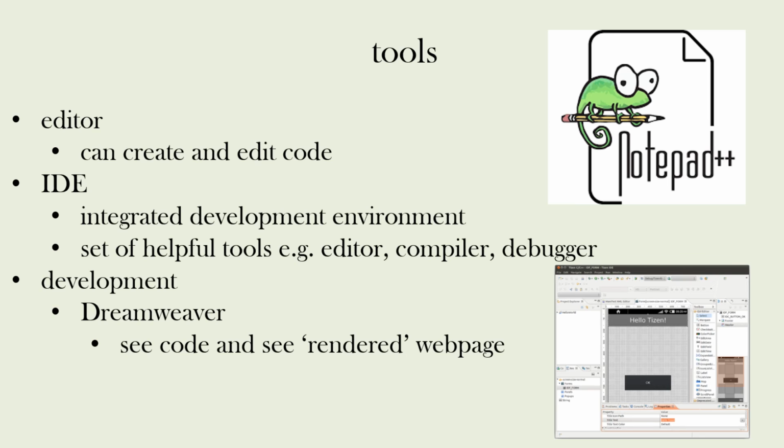We use some tools when we write programming code. So we can use an editor to create and edit code. If you want a bit more advanced, we might use something called an IDE, an Integrated Development Environment, and that is a set of helpful tools. So you might have an editor, compiler, a debugger which helps you find errors. So for example, something like Dreamweaver is very good when you want to create web pages, because you can see the code and see what the web page looks like.